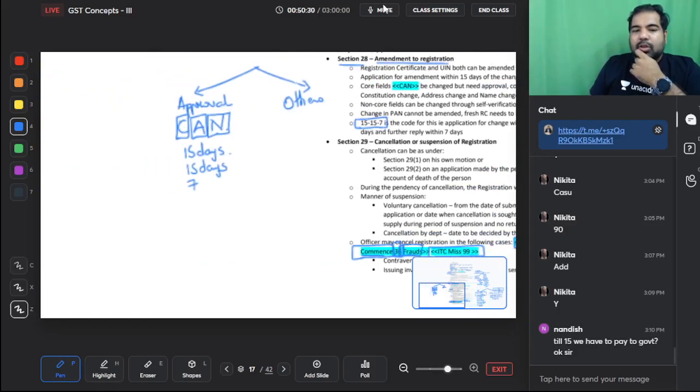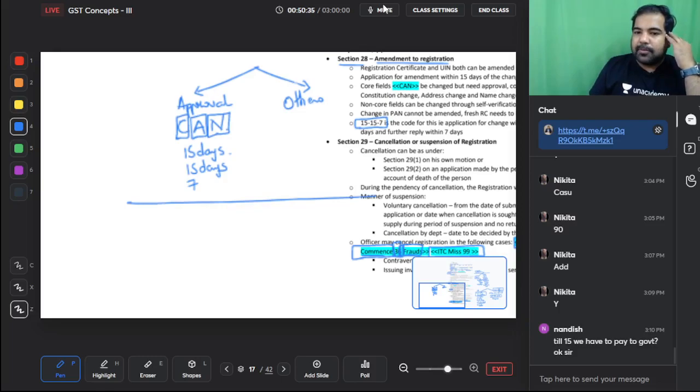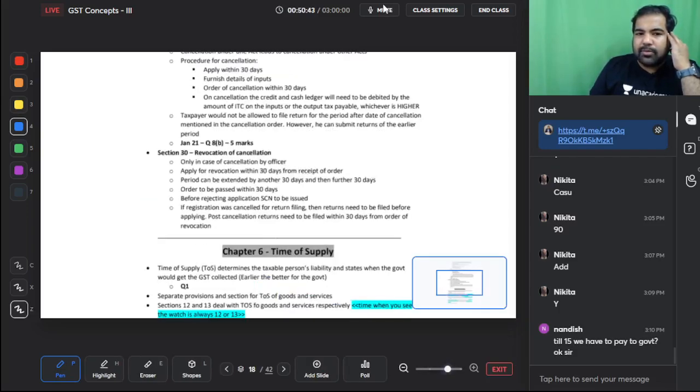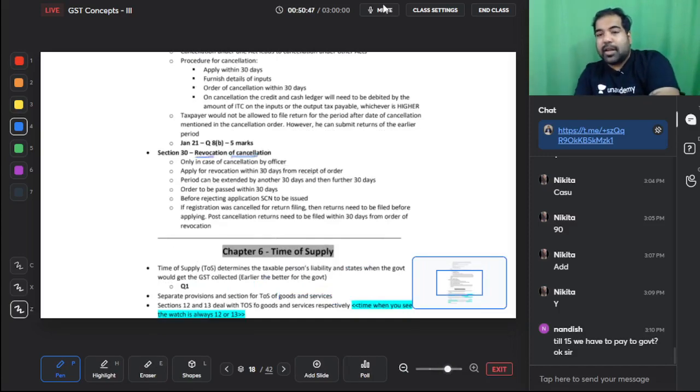Unfortunately guys, you did not file your returns and your GST registration got cancelled, but you don't like that. So section 30 says don't worry, if your GST registration has got cancelled for some reason, you can always revoke your cancellation. That means undo that cancellation.